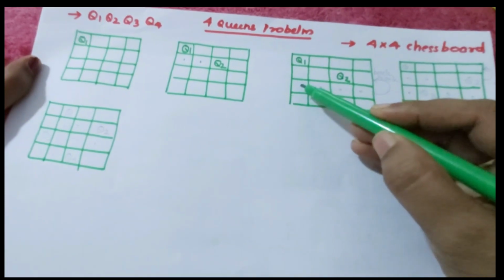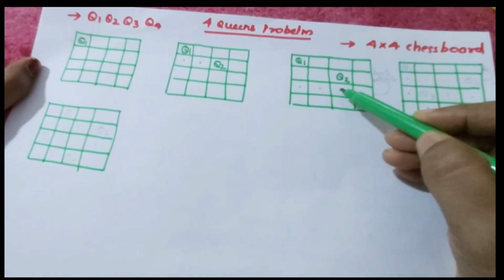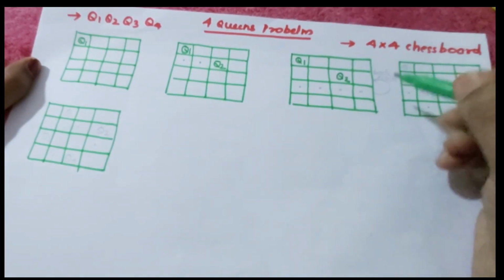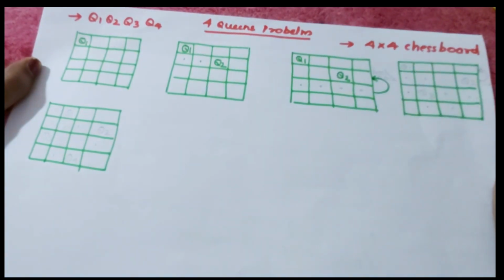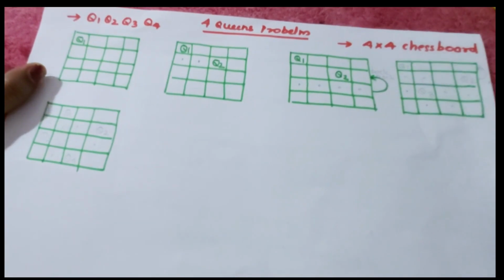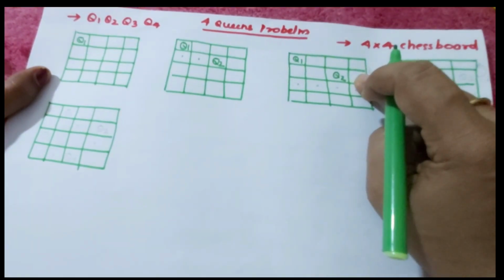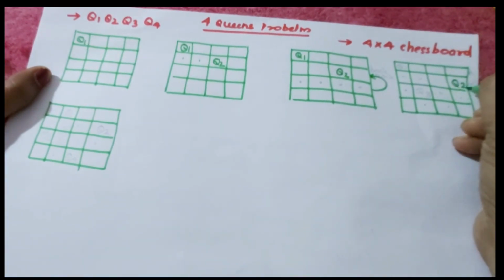Now place Q3. Can you place Q3 over here? No. Can you place here? No. Can you place here? No. Here? No. So what you have to do is backtrack. Okay. You will have to backtrack. So when you backtrack, Q2 is moved to here. What will happen? The Q2 will reach here.